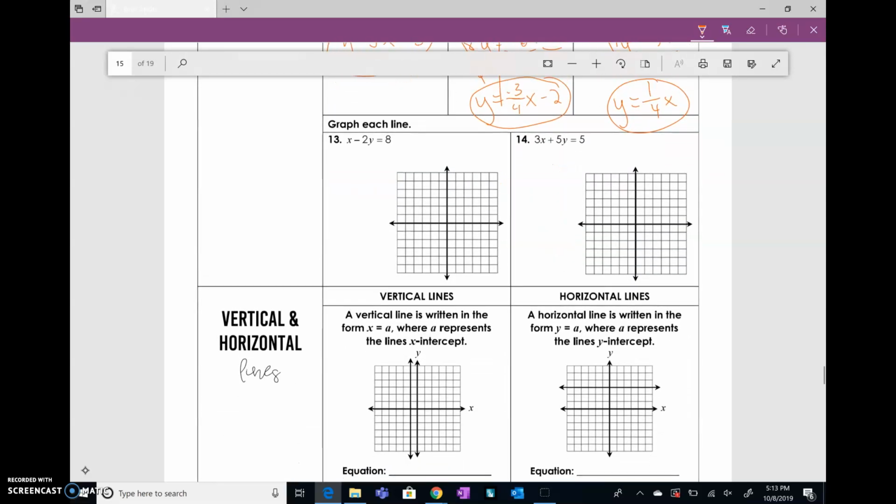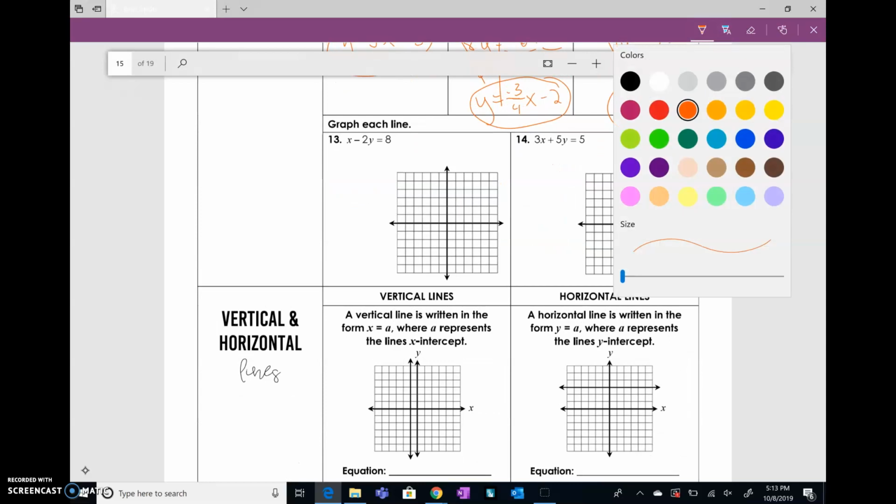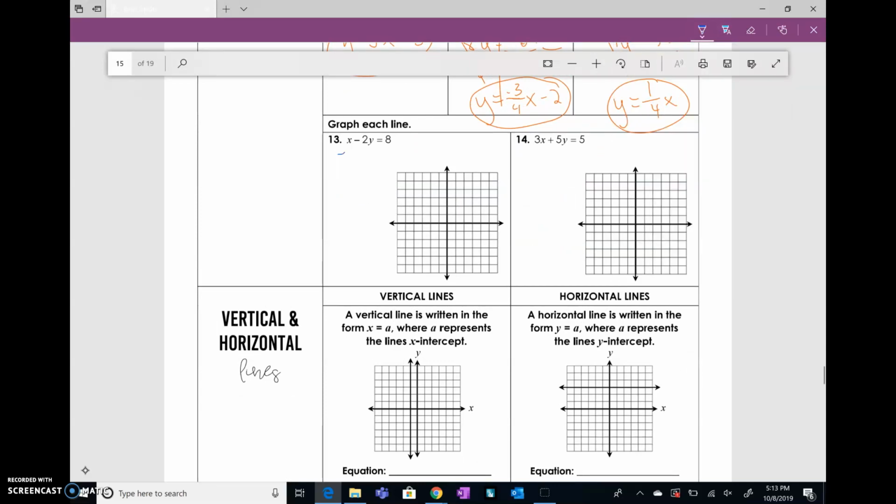To graph each line, I would turn it into slope-intercept form. I'm going to minus x. I get -2y equals -x plus 8. Divide by a -2. Divide everything by a -2. You get y equals, a negative divided by a negative is a positive. So I get 1/2 x, and then 8 divided by -2 is a -4.